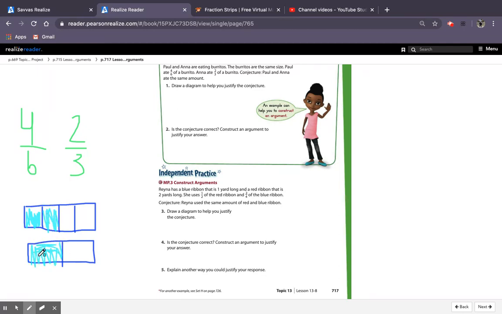So again, it's just a drawing, and I have filled in the parts that they used of the ribbon. Right here, it shows that they line up almost perfectly. If I would have drawn them a little bit straighter, it would have. So that would be my drawing or my diagram. If you chose to use number lines, that's also okay.